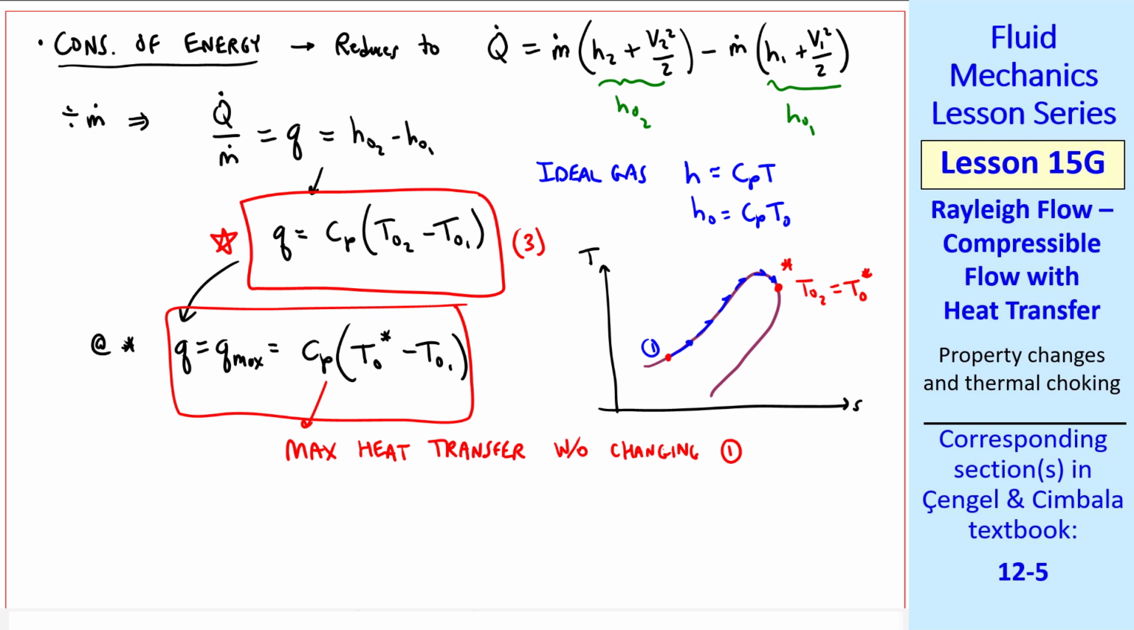What happens if we add more heat than that? Well, it would shift 1 to some other location and thereby create a whole new Rayleigh curve. But for this particular condition 1, the maximum heat transfer we can add is q max, which is Q dot, the heat transfer, over m dot.